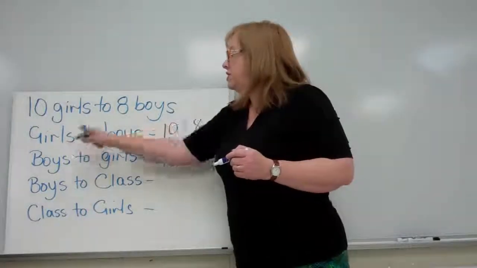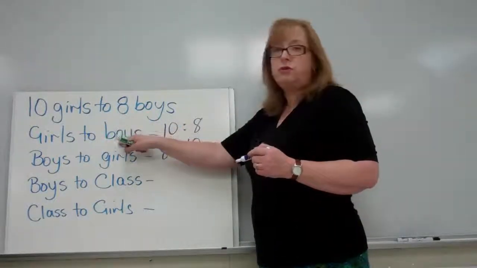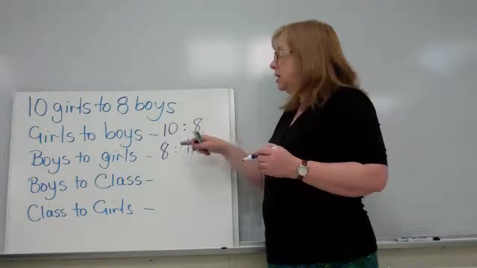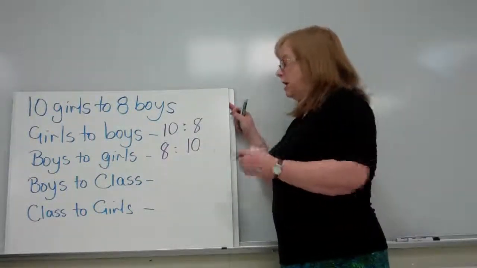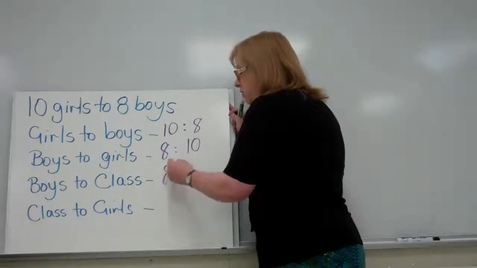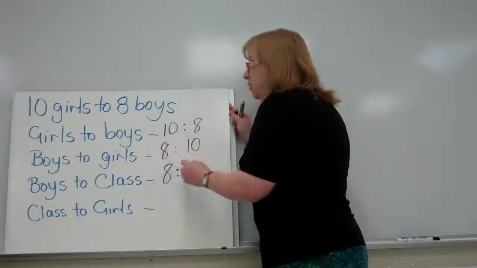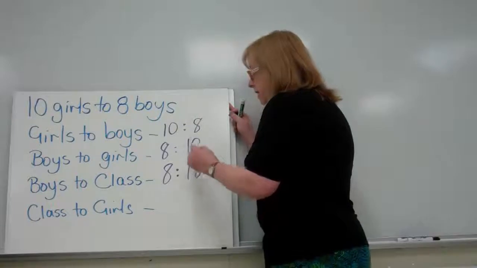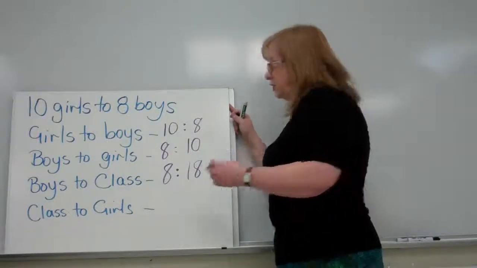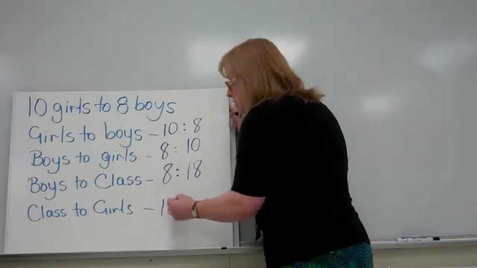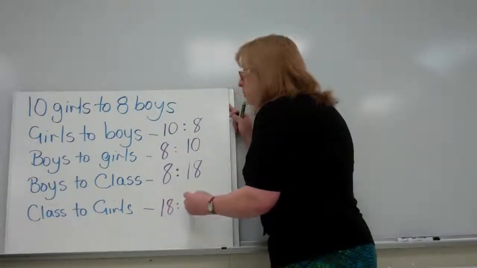Here girls was mentioned first, so the number goes first. Boys was mentioned second, the number goes second. And vice versa in this one. Boys to the class will now be 8, as boys is mentioned first, to the whole class of 18. And in our last example, the class is mentioned first, which is a total of 18 students, to girls, which is 10.